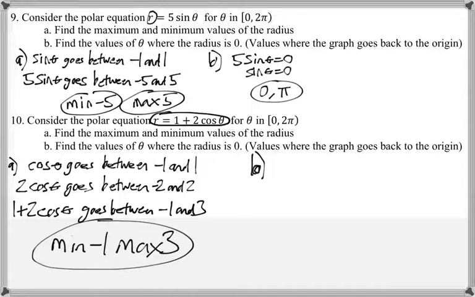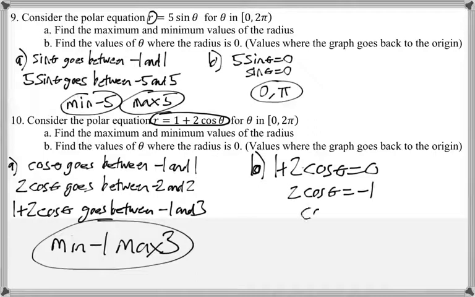For part B, it's where is r equal to 0. So if you set r equal to 0, it also sets that equation equal to 0. And, oops, I forgot my 2. There we go. If I subtract 1 from both sides, and then divide by 2, cosine of theta is equal to -1 over 2. And if you look at the unit circle, this happens at 2 pi over 3 and 4 pi over 3.